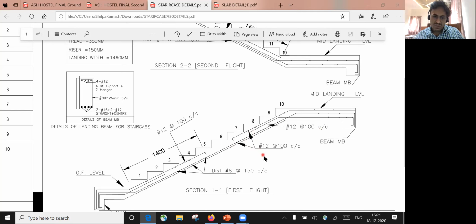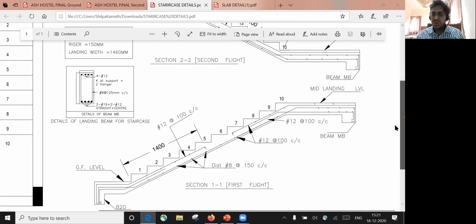Also, you have to provide a 12 mm diameter bar at 100 mm center to center spacing, and this is also a 12 mm bar at 100 mm center to center spacing. This is what you need to provide here. He is showing, yes, 12 mm at 100 mm center to center spacing.